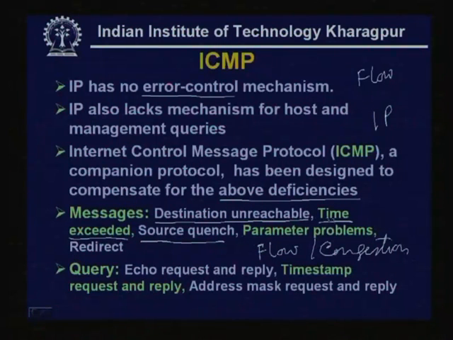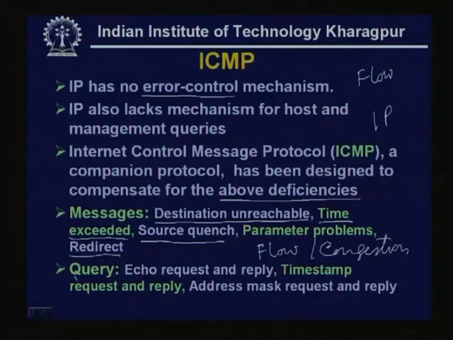Then parameter problem. Whenever the frame arrives with an incorrect field, a parameter problem arises, which is also informed to the source. Then a redirect message is necessary whenever a router receives a packet that is not meant for that particular router. So, it redirects it towards the proper destination. At the same time it informs the source about the redirection. So, these are the various messages that are supported by ICMP, and also different kinds of queries can be performed.